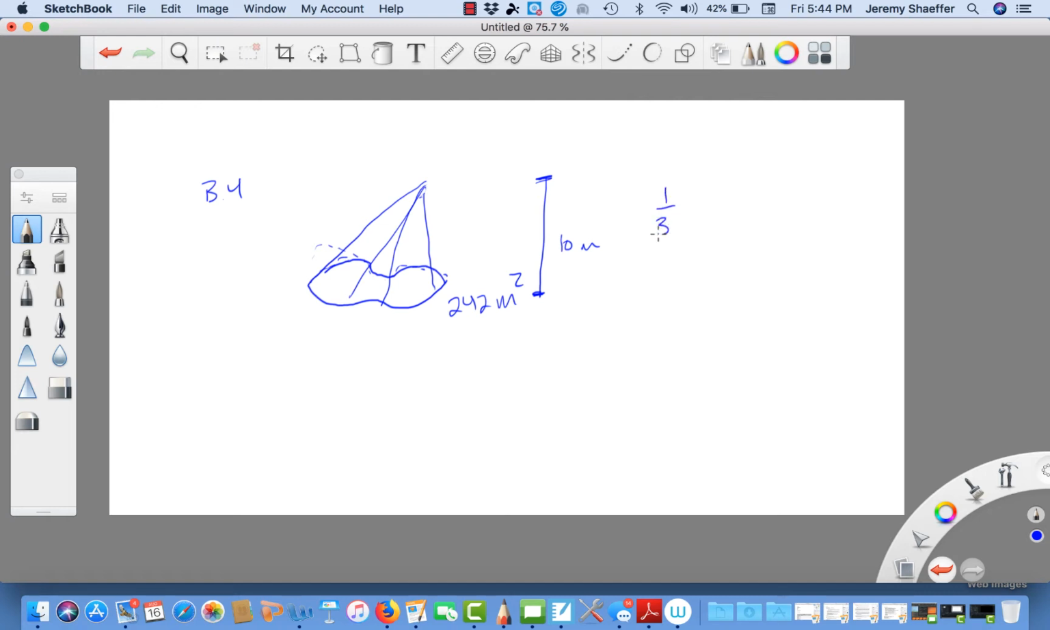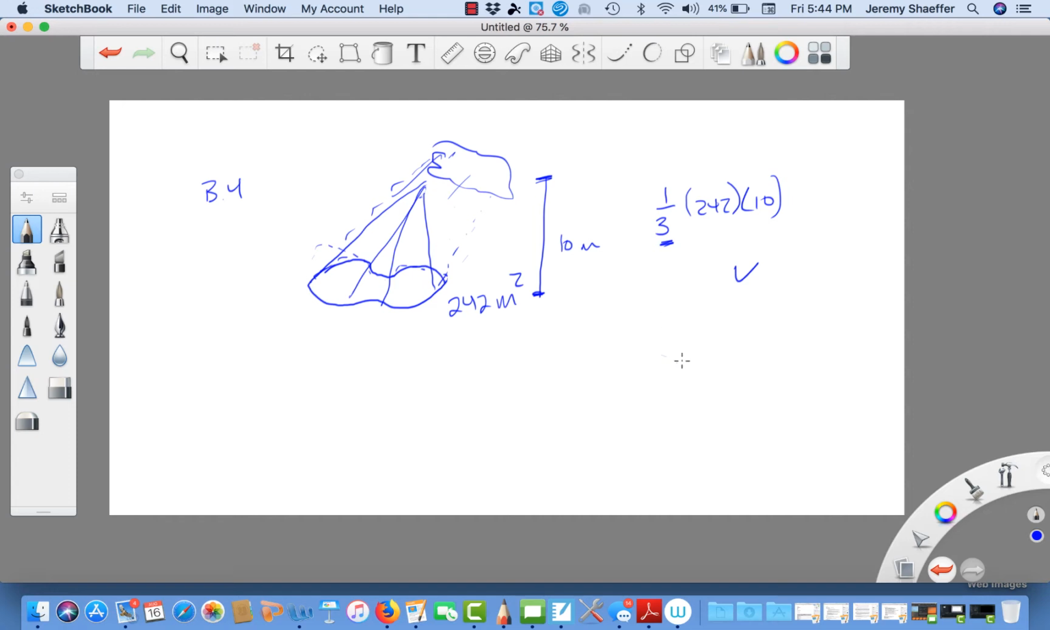Okay, well, remember about a cone. We have that thing called 1/3 of a cylinder, all right? So if we had a cylinder here and it was all the way up here, it had that same weird funky shape on top, okay? All those lines would match up, okay? So we have to multiply by 1/3, and then we're going to do the same thing. 1/3 times 242 times 10, because we're looking for volume here, we have to add the 3rd dimension, all right?